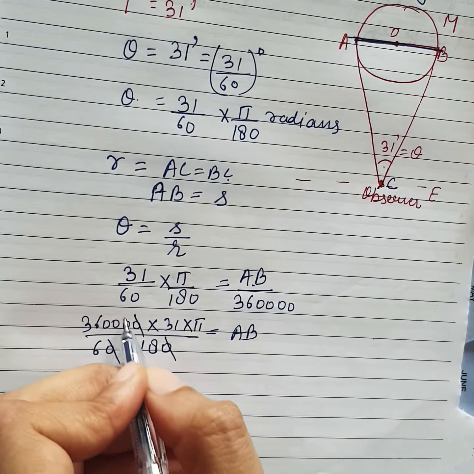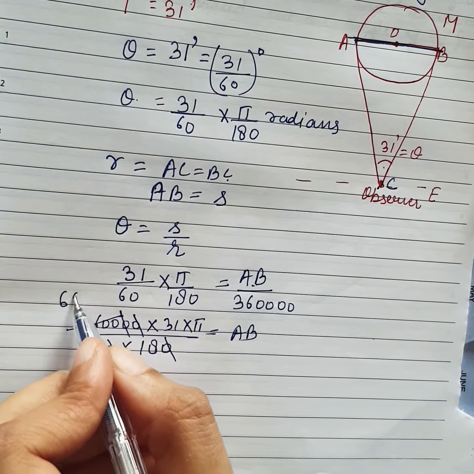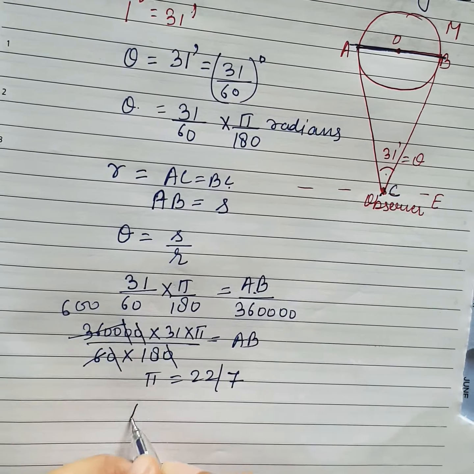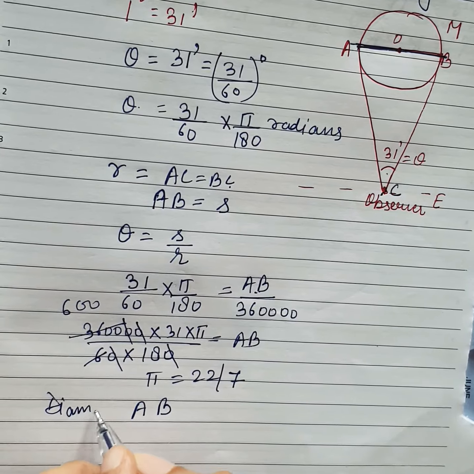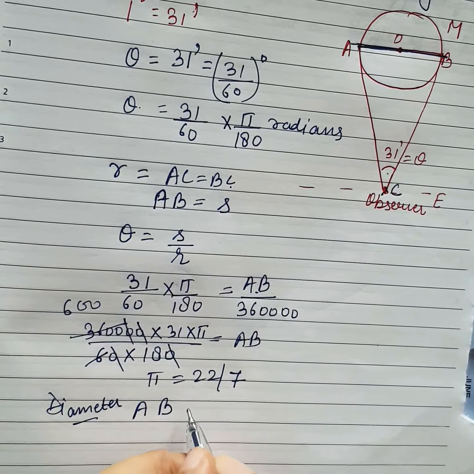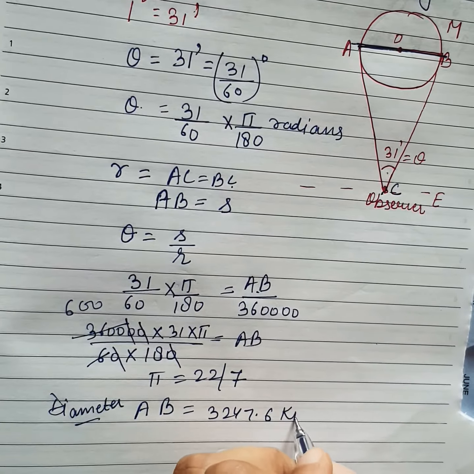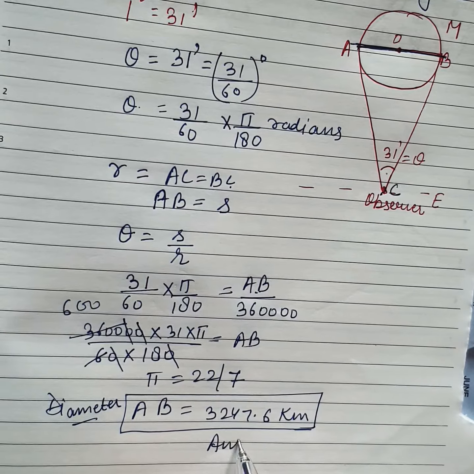And so first of all let us cancel. Putting pi as 22 by 7, we will get AB, which is the required diameter. We have 3247.6 kilometers. The diameter of the moon is this, the required answer.